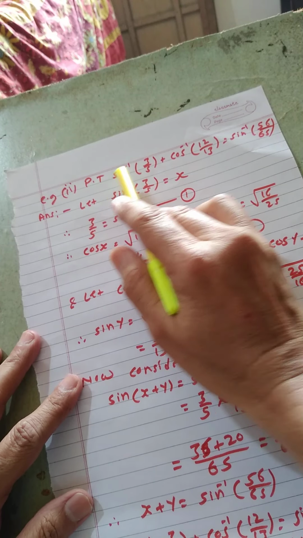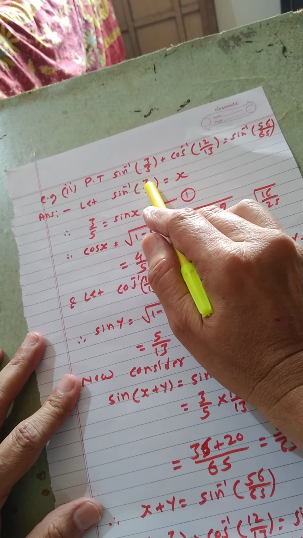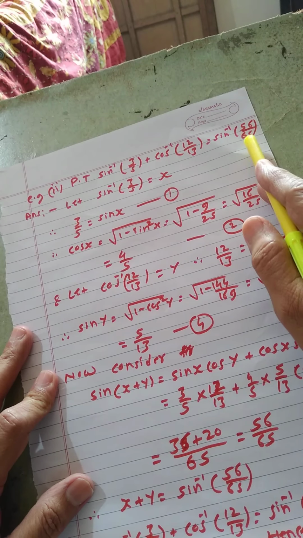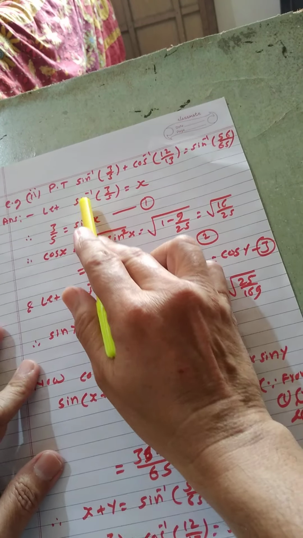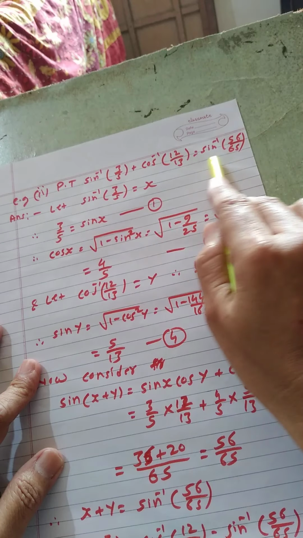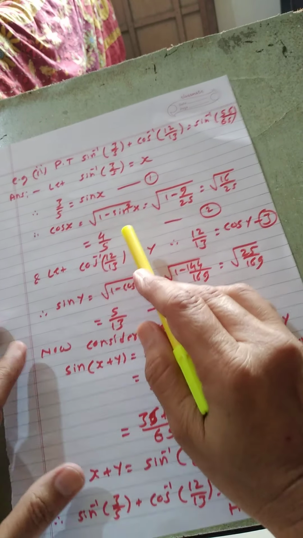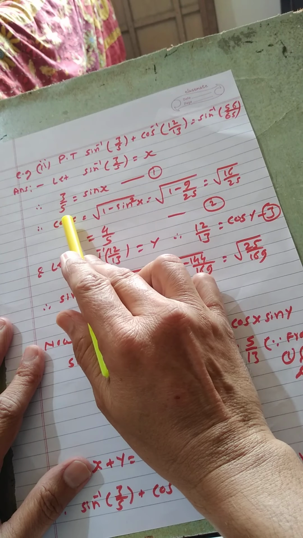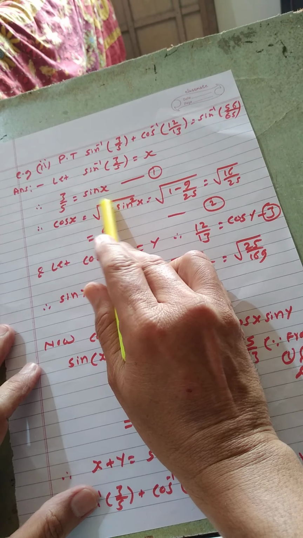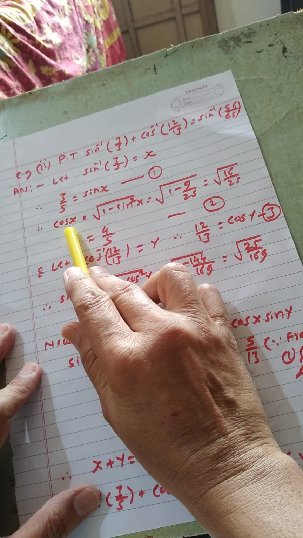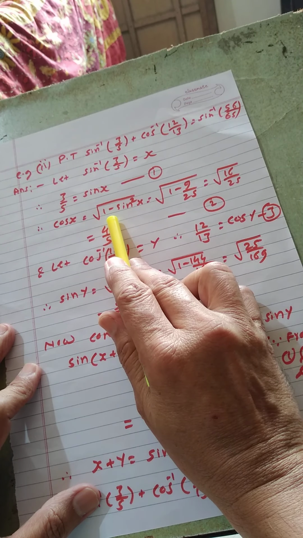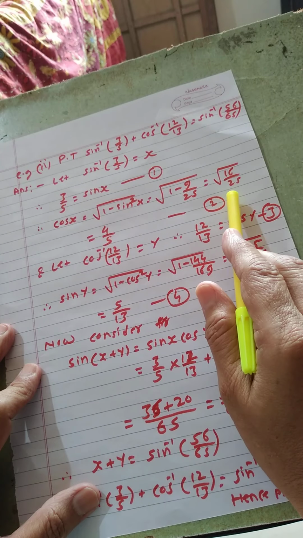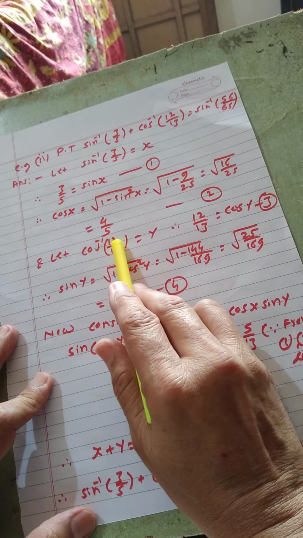Second problem, prove that sin inverse of 3 by 5 plus cos inverse of 12 by 13 is equal to sin inverse of 56 by 65. This problem has been asked in the board exam about 3 times. How to proceed? Consider sin inverse 3 by 5 is equal to x. Therefore 3 by 5 is equal to sin x. From sin x we can find cos x. Cos x equals root of 1 minus sin square x, 1 minus 9 by 25, 16 by 25, which is equal to 4 by 5.